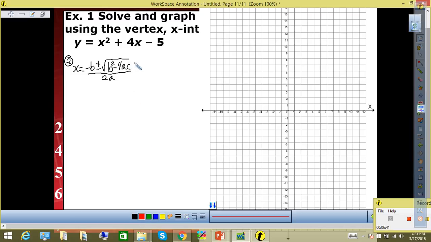So I'm going to circle the discriminant. Do you guys remember what the discriminant is? It's the values under the radical, which is b squared minus 4ac, and I'm going to write those over here by themselves. B squared minus 4ac.